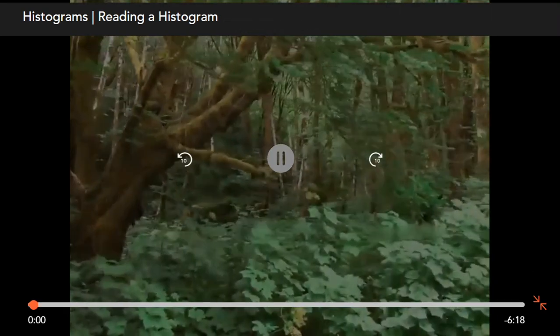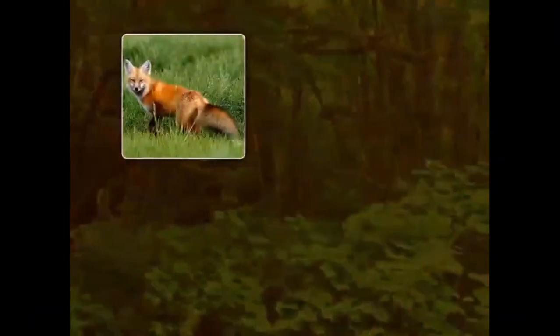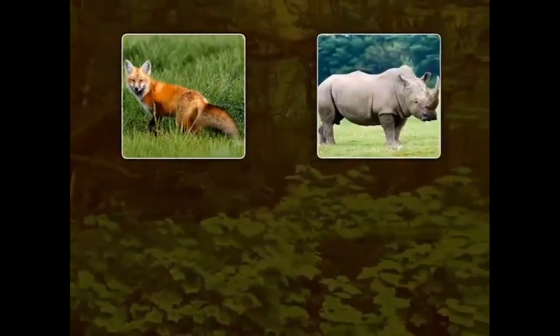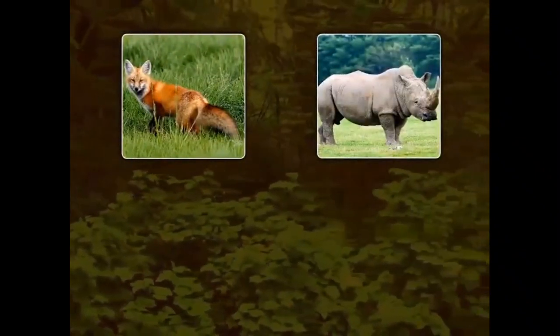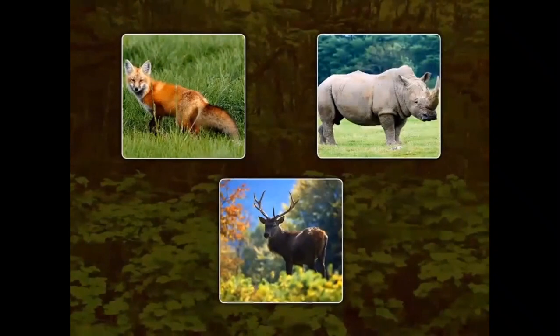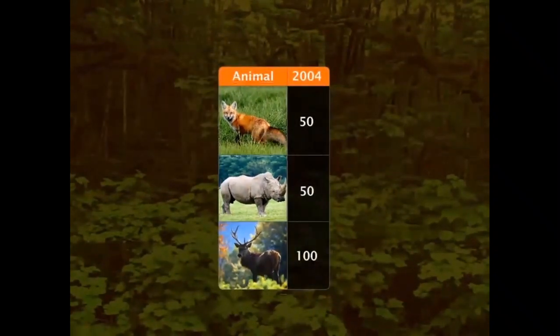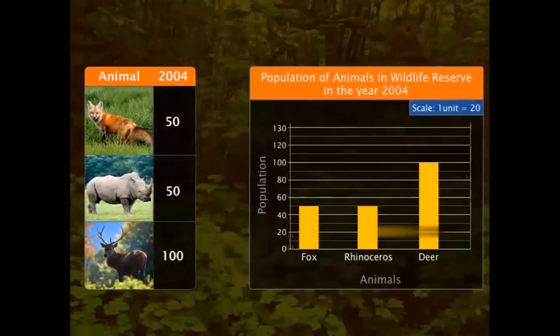A wildlife reserve has a population of foxes, rhinoceroses, and deer. Suppose you're asked to display the population of each type of animal in a particular year. How do you display such data?